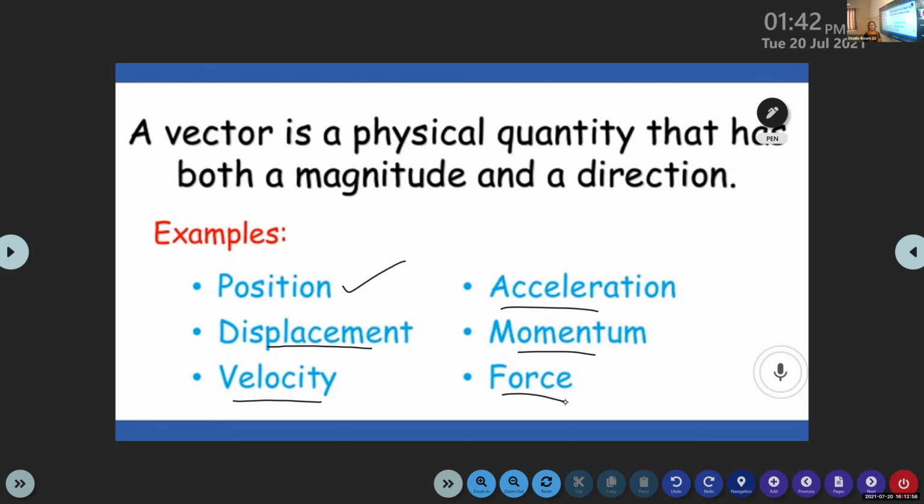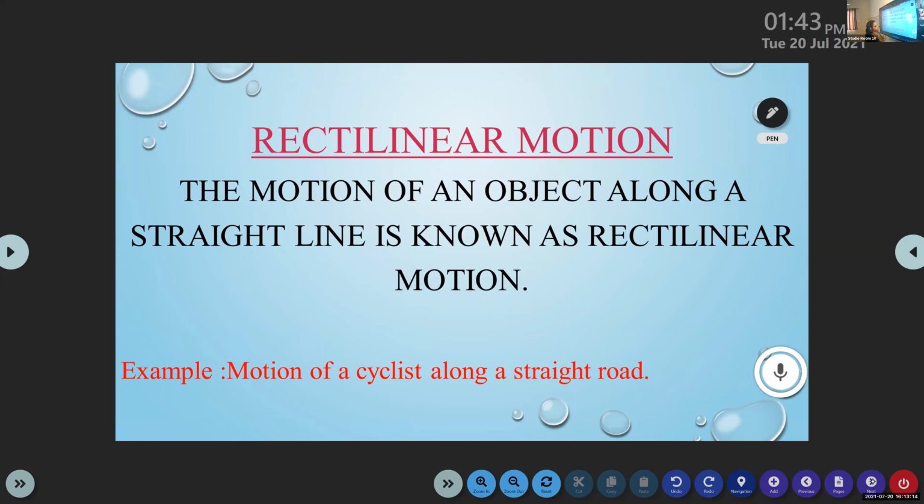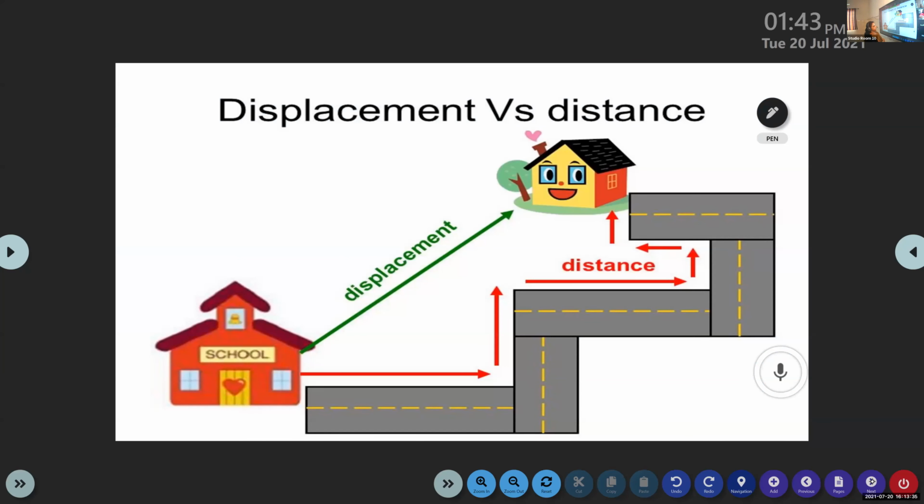Regarding this term rectilinear motion, we have to study some terms like distance, displacement, velocity, speed, and acceleration. Here you have a definition for rectilinear motion. You already have an idea about it. The motion of an object along a straight line is known as rectilinear motion. Example, the motion of a cyclist along a straight road.